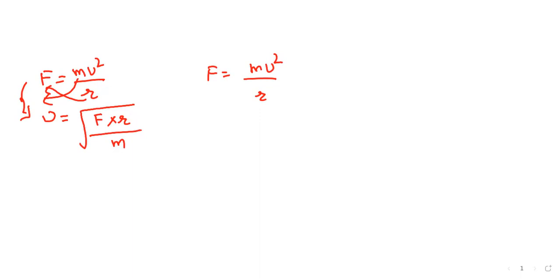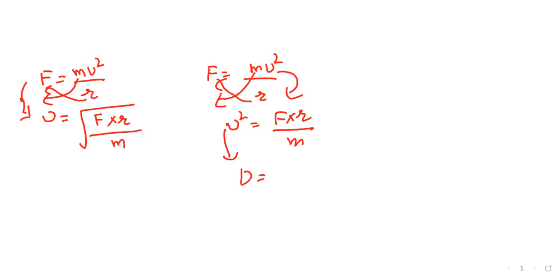So F equals mv square over r. Now v square is given by F times r upon m, because I'm just bringing it over here and dividing. So that's what we are going to get. And v is given by, we just need to square root this equation. And that's how we are going to get F times r upon m.